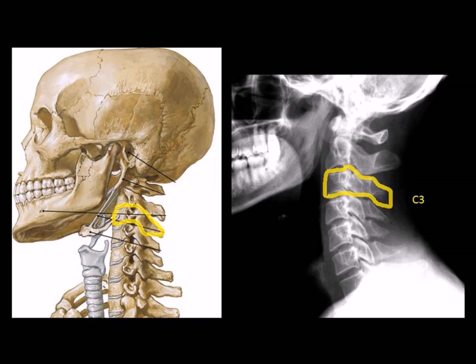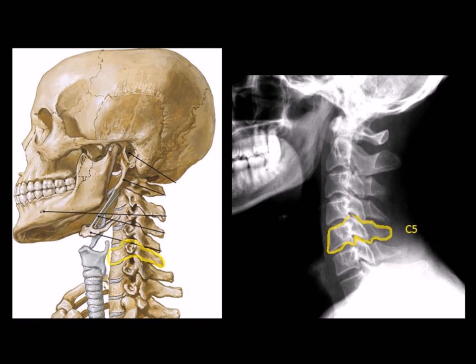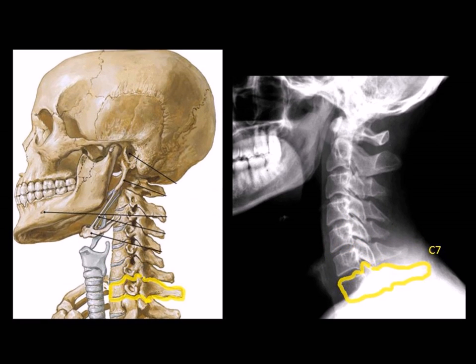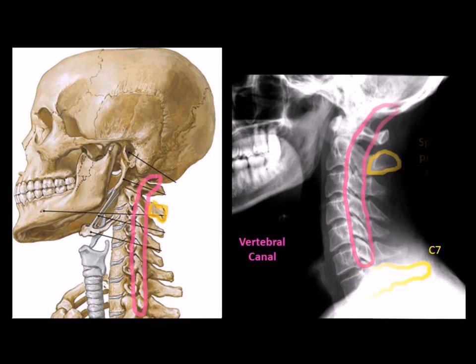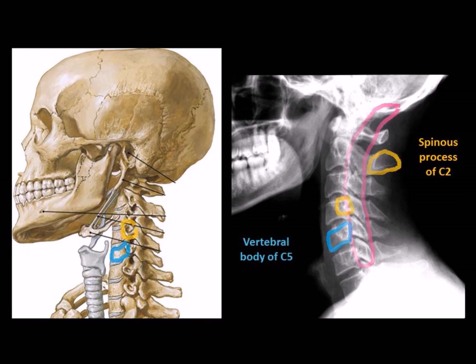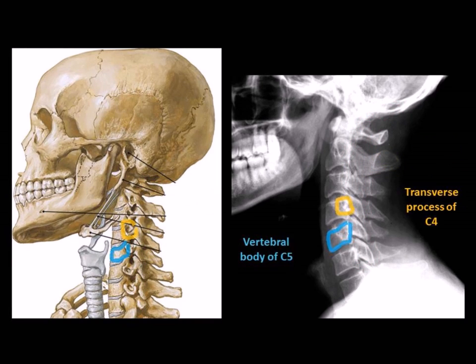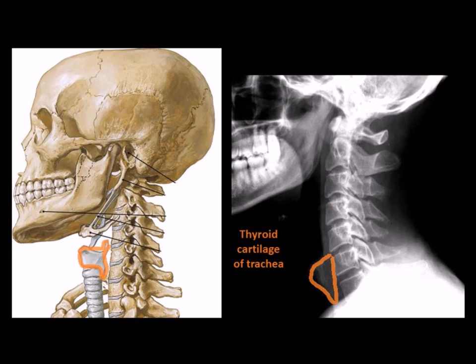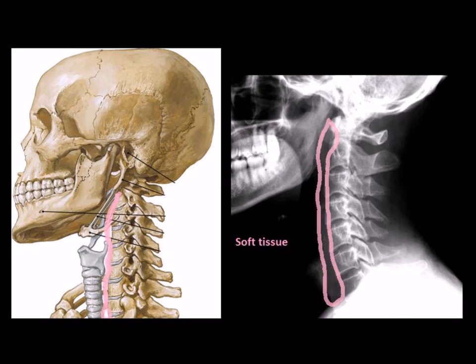Here on the lateral view, we are looking at C3 in yellow, C4, C5, C6, and C7. Also on the lateral view, the vertebral canal has been highlighted in pink and the spinous process of C2 in orange. We can see the transverse process of C4 also in orange and the vertebral body of C5 in blue. The thyroid cartilage of the trachea can be seen highlighted in orange. And here we can see the prevertebral soft tissue highlighted in pink.